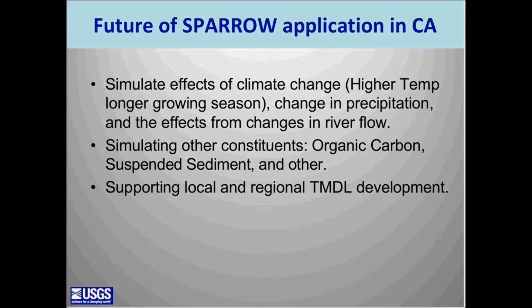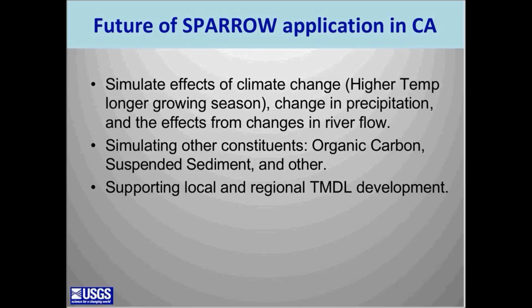We're hoping to simulate other types of constituents. We have quite a bit of data on organic carbon in the state. Organic carbon affects drinking water quality. That would be a nice constituent to be able to model with SPARROW if we have enough data to be able to have a model with that. And we're also hoping to look at suspended sediment in the future as well.